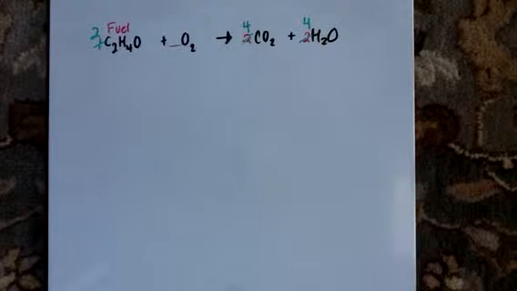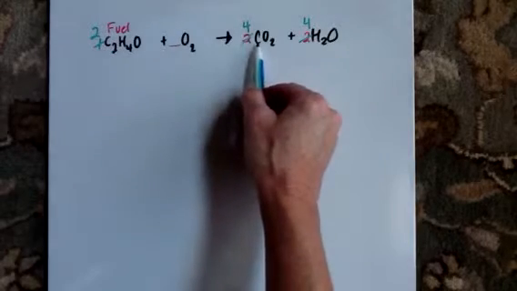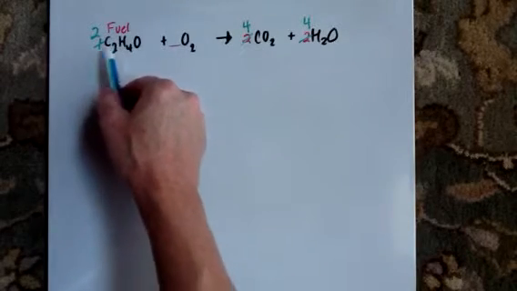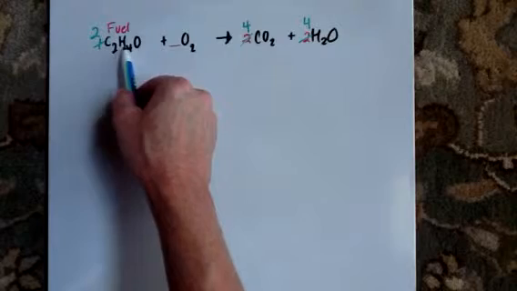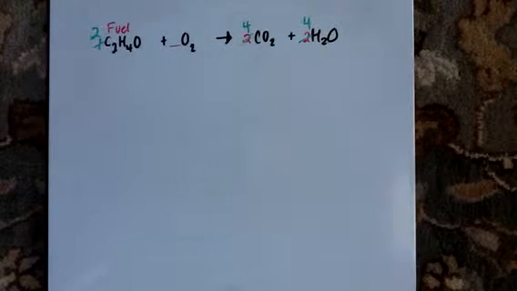And we can check and make sure our carbon and hydrogen are still balanced. Carbon, there's 2 times 2 is 4 carbons. Hydrogen, there's 2 times 4, that's 8 hydrogens. 4 times 2 is 8 hydrogens. Carbon and hydrogen are still balanced.